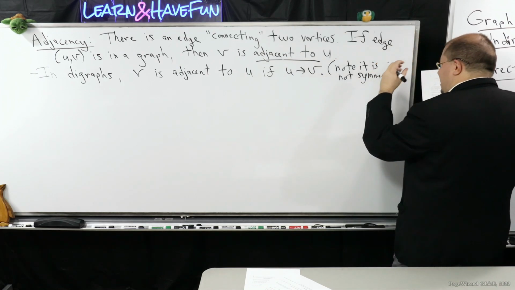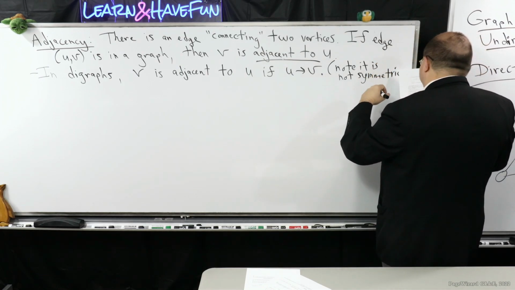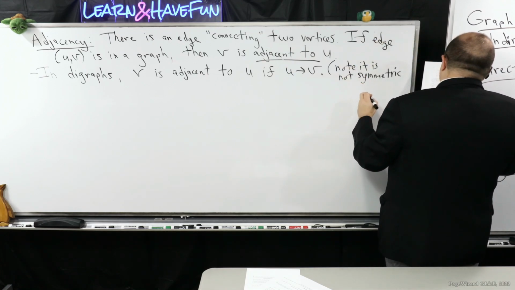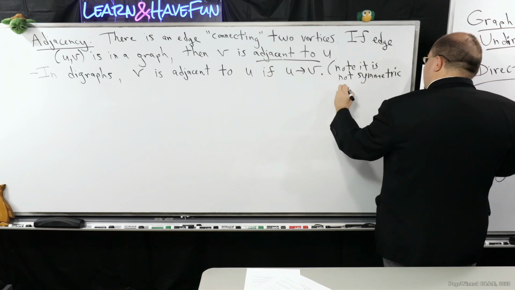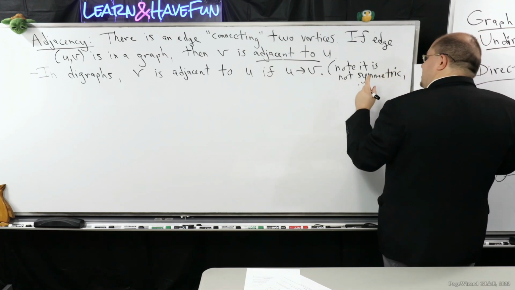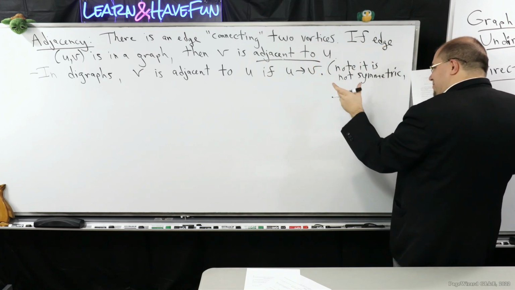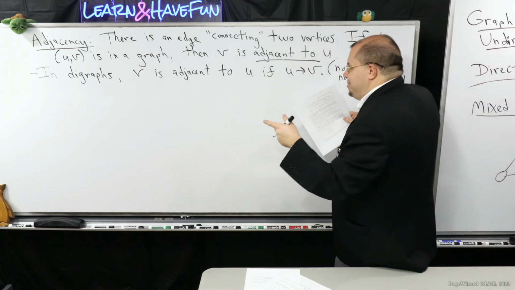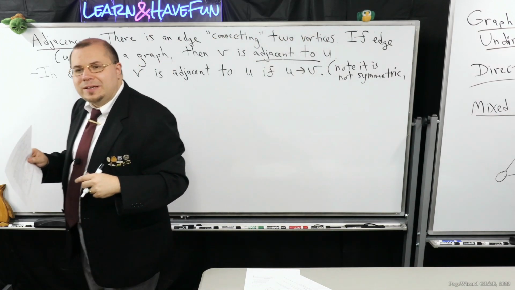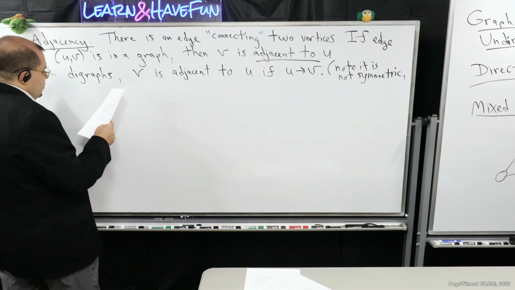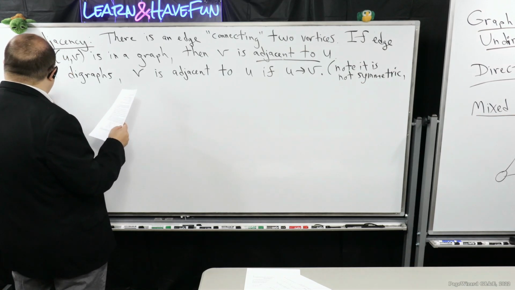Maybe we'll put that on the side of our hat or something as a little note, a little pencil behind the ear. So unless you had an edge that was vu, and right now we only have one that's uv, you couldn't say that u is adjacent to v in a directed graph. However, the good news for you is that it's a lot simpler when it comes to an undirected graph.